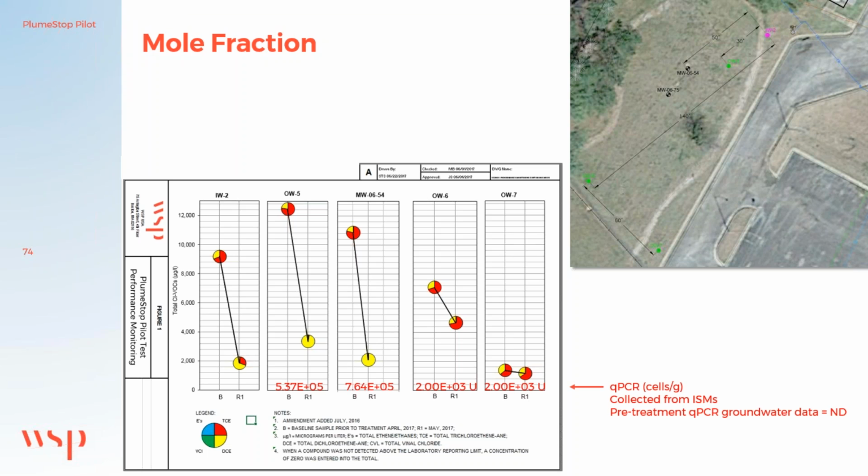The qPCR data collected from the ISMs, so this is from the soil phase, measuring from the PlumeStop itself, is consistent with the mole fraction shifts towards daughter products. The abundance of DHC is high in the nearby wells and non-detect with a high detection limit in the more distant wells. The injection well didn't have an ISM installed, so the DHC abundance in the aqueous phase was about 300 cells per milliliter. It was a bit low. Again, this is only 1 month following application.